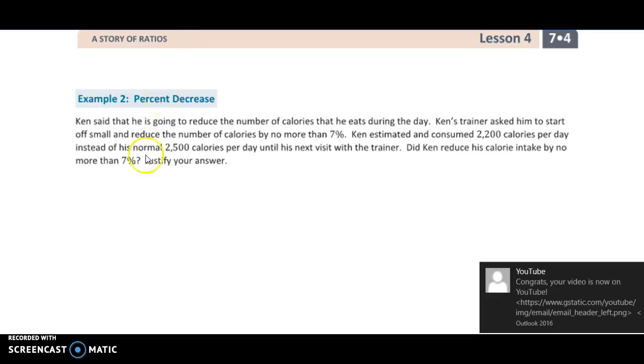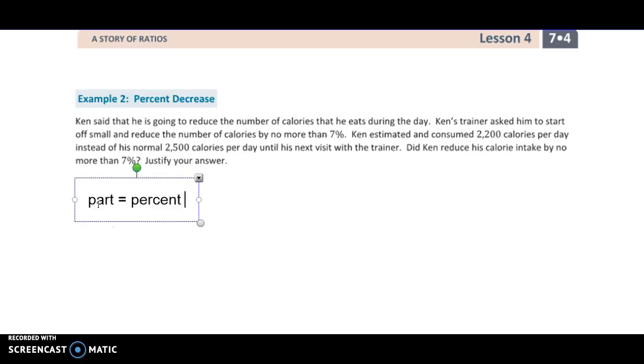One more time here, we have our part is equal to percent times the whole. Since this is a change problem, the first thing you have to figure out is what the whole is actually going to be. Before he made any changes, what was the original amount of calories? Well, 2,200 looks like it would be it because that's how much he's eating now. But before he made the change, he was up to 2,500. So the whole amount is going to be 2,500 because that's the original amount of calories that he consumed.